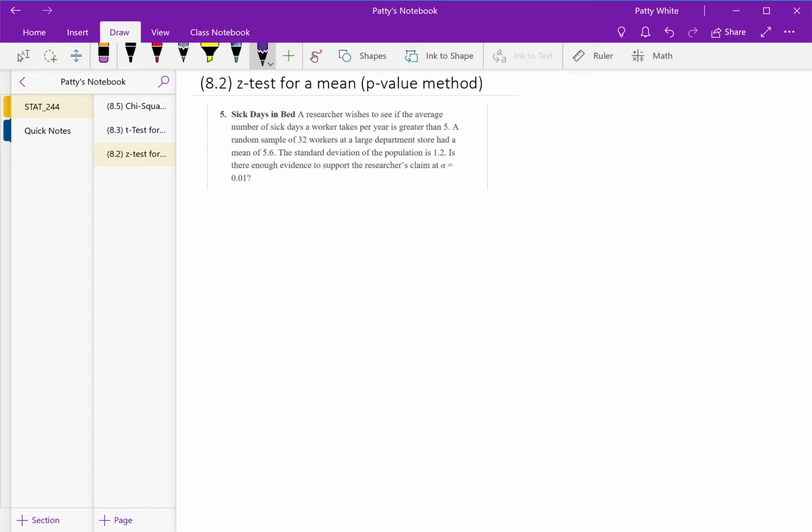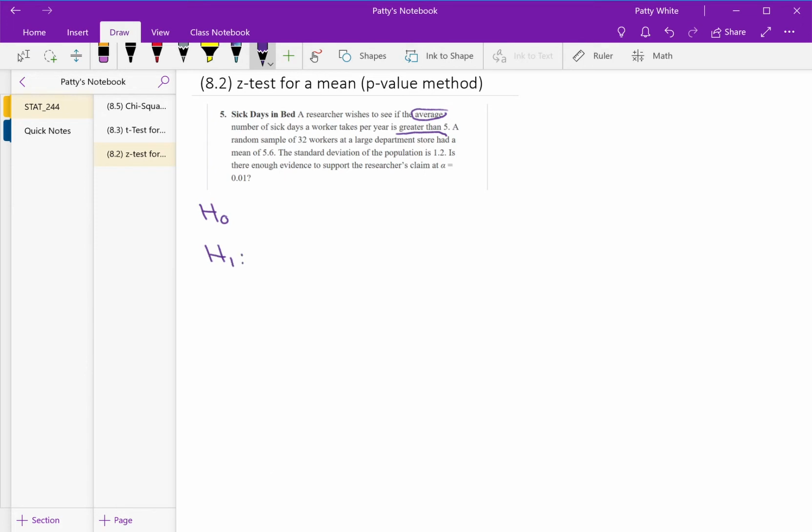A researcher wishes to see if the average number of sick days that a worker takes is greater than 5. So that tells us immediately what that researcher wants to collect evidence for. So we can start to write our null and our alternative hypotheses. So that's step 1, my null hypothesis, and then my alternative.